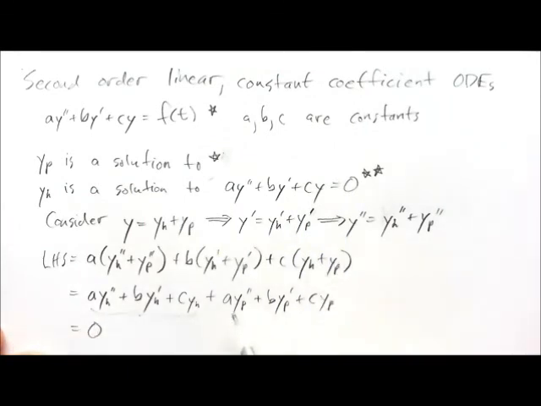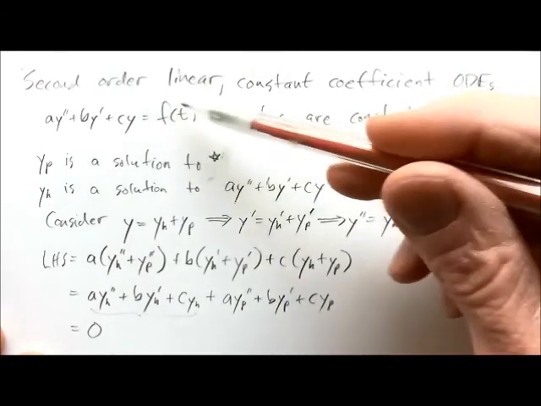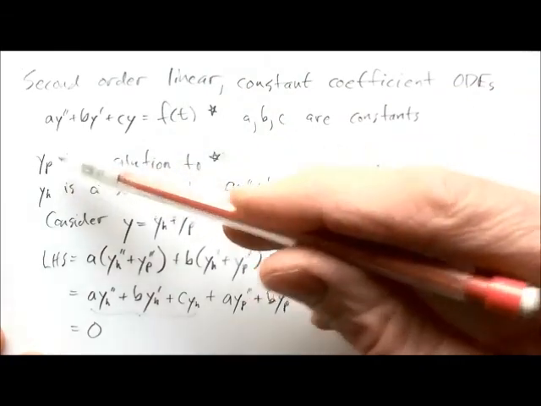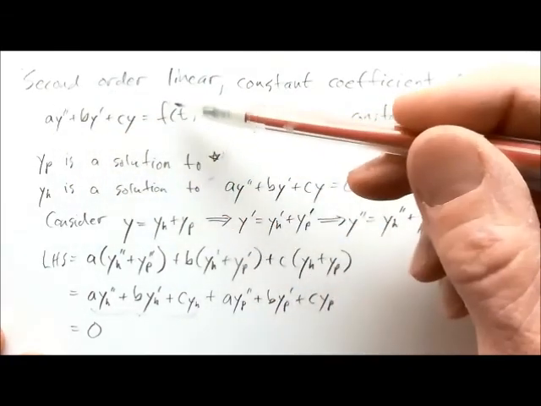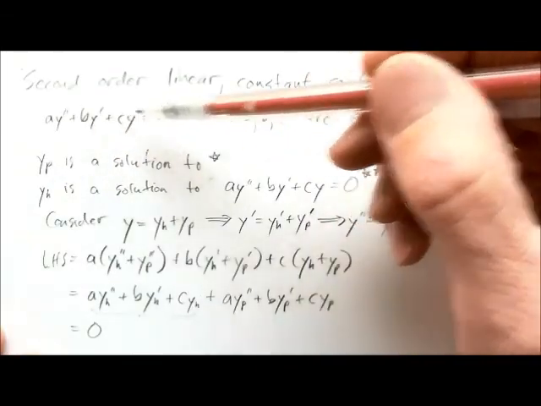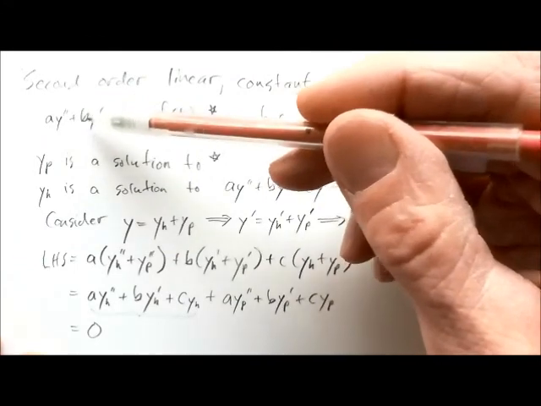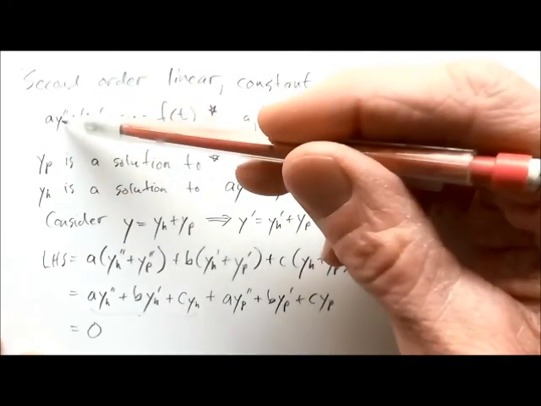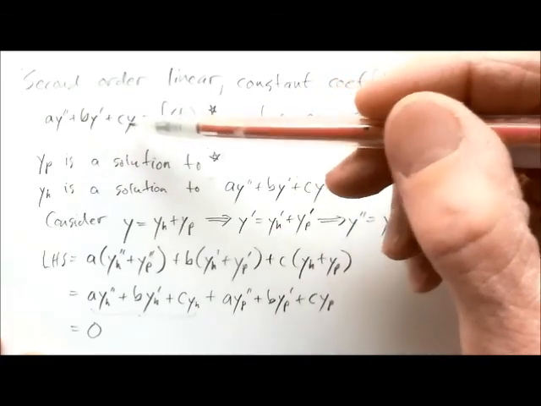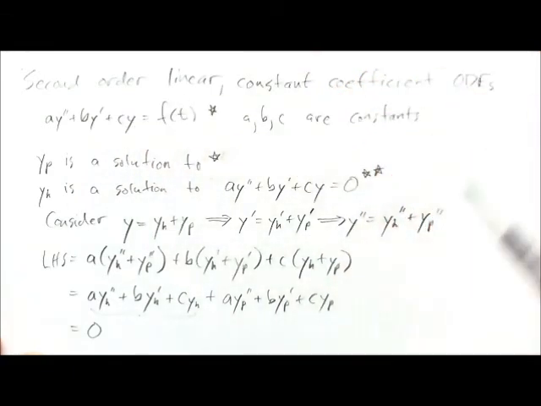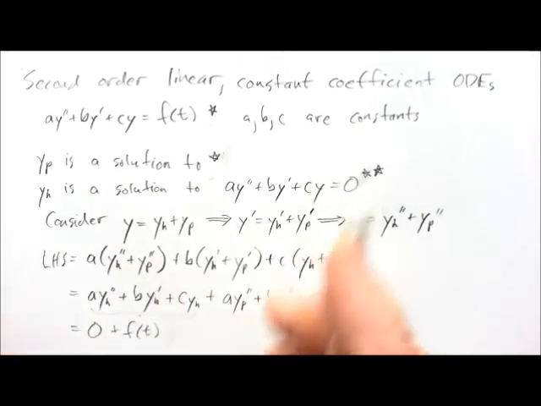And then over here, this is the left-hand side of both of our equations, but since y sub p is a solution to star, when we put y sub p in these three places, this statement is true. So a y sub p double prime plus b y sub p prime plus c y sub p equals f of t. So we can replace all of this with f of t. And of course 0 plus f of t equals f of t.